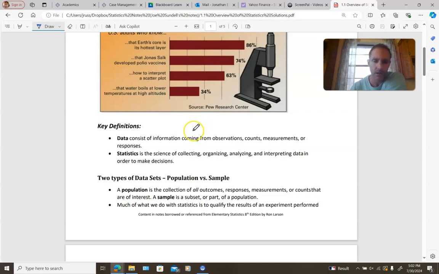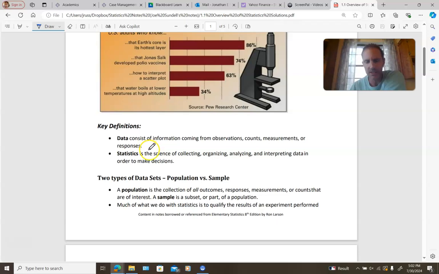Observations, counts, measurements, or responses. So data could be the response to a yes or no question, or an individual's favorite presidential candidate. That's all data. And there's different types of data that we'll look at here in a little bit.